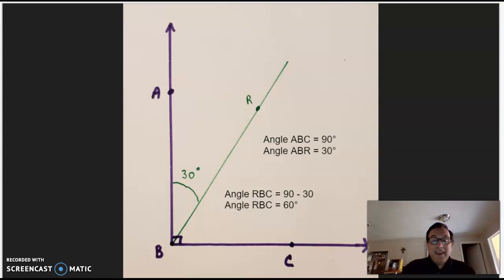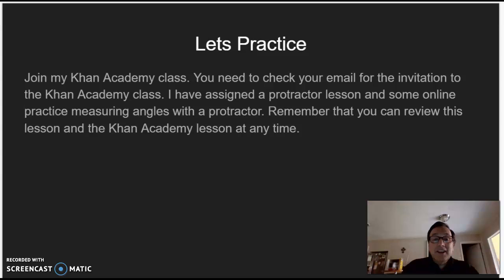Good job. Now, the next thing I want you to do is practice measuring some angles with protractors. So there is a Khan Academy class you will need to check your email for an invitation to that class. You should have an email, and it should have a link in it that you can click on to join that class. Once you've joined the class, I'm going to assign a protractor lesson and then 2 practice lessons where you practice with a digital protractor to actually measure some angles.